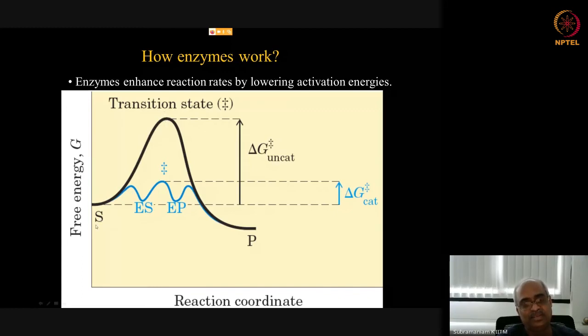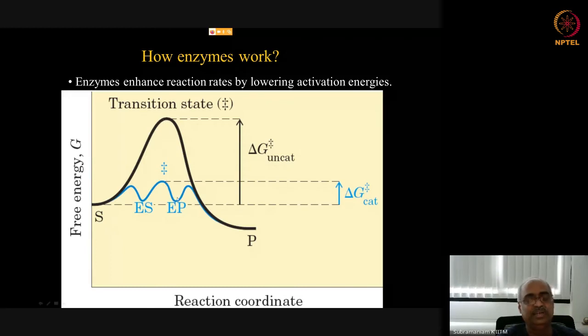For example, the substrate binding to make the enzyme-substrate complex has a certain activation energy, and once that is done, going from this state to here, like substrate bound to enzyme getting converted into product bound to enzyme, has a certain activation energy requirement, but that's not that much.